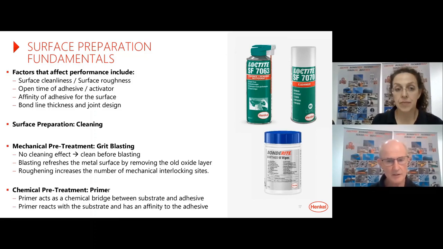In some situations, we use a primer or a wipe, and that container on the right there is Bondurite 1455, which contains a chemical which forms a chemical bridge between the substrate and the adhesive. And that comes in wipe form, or it also comes in liquid form. And our tests have shown that with Bondurite 1455, we can enhance the strength of something like an epoxy by typically around 15%.